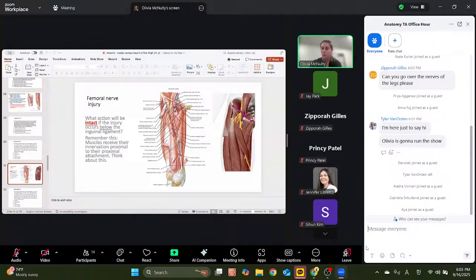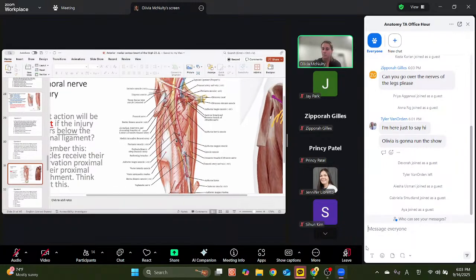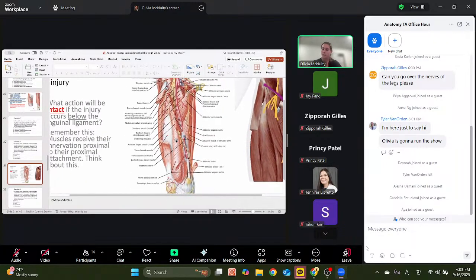What you really need to be concerned with when it comes to the anterior compartment of the leg is your extensors. So it's going to be your quadriceps muscles. Remember, you have vastus lateralis, vastus medialis, vastus intermedius, and then rectus femoris. You also have the tensor fascia lata, and this is all going to be that femoral nerve.